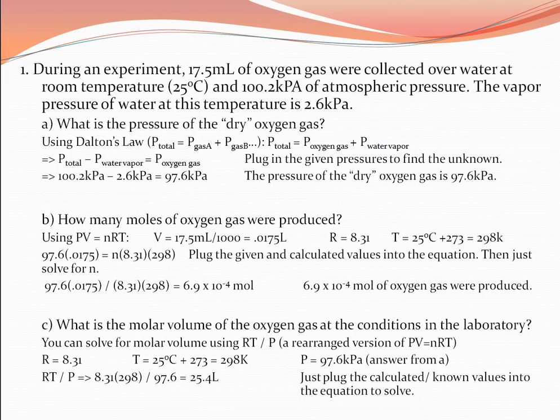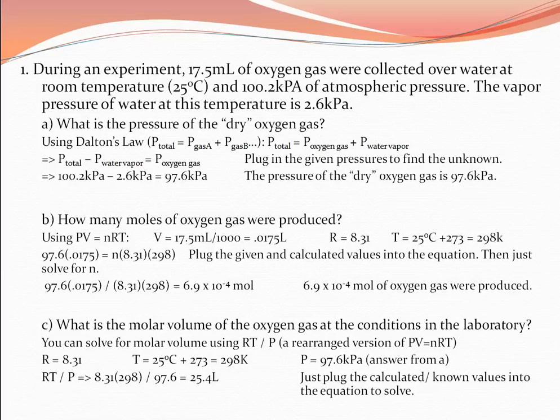So number one, during an experiment, 17.5 milliliters of oxygen gas were collected over water at room temperature, which is 25 degrees Celsius, and 100.2 kilopascals of atmospheric pressure. The vapor pressure of water at this temperature is 2.6 kilopascals. A. What is the pressure of the dry oxygen gas?